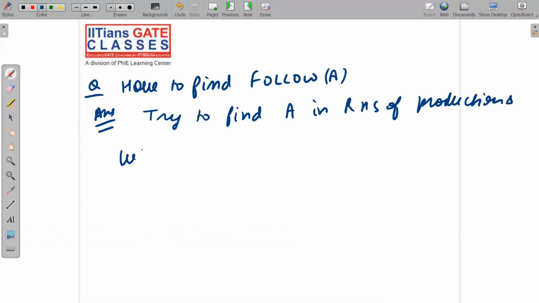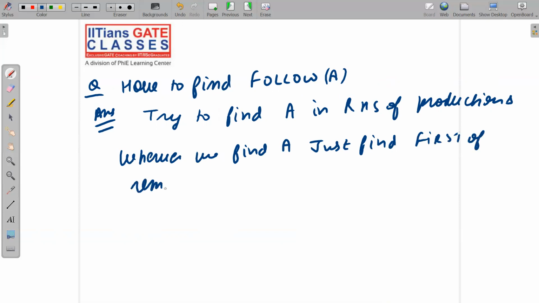Wherever we find A, just find first of the remaining part. If you have any doubt, please do not worry. Please bear with me for just 2-3 minutes, and you will get each and everything. I'm just giving you some idea of how to find it. So try to find A in the RHS of production, and whenever you find A, just find first of the remaining part.